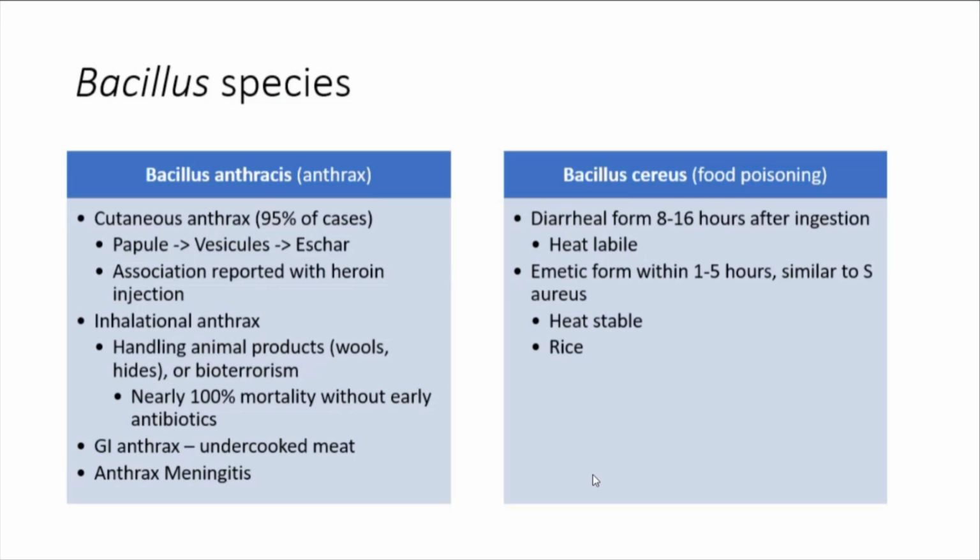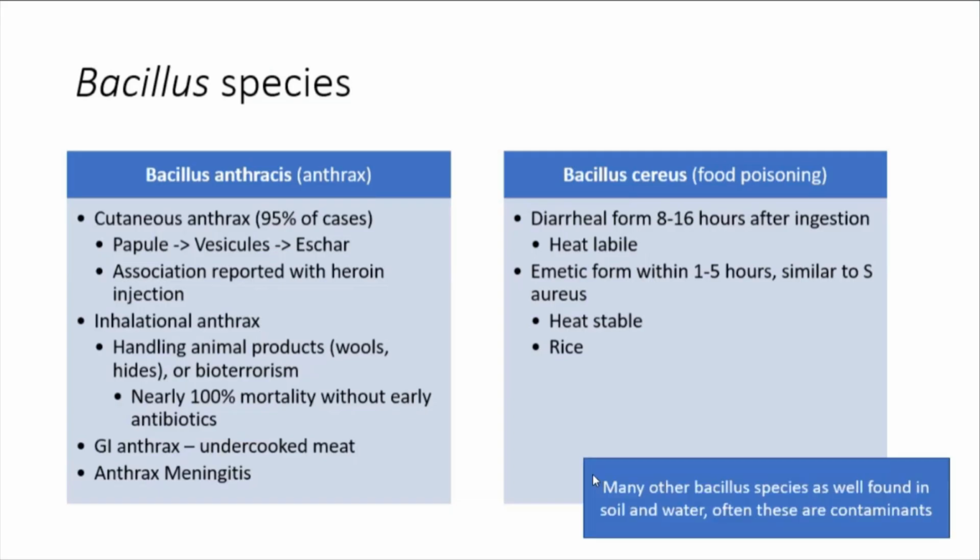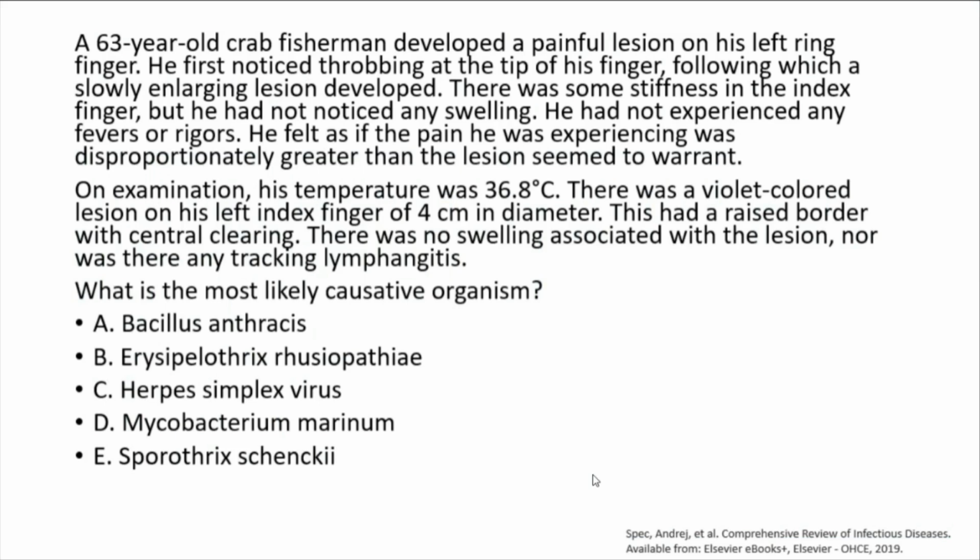Bacillus cereus, the food poisoning: there's a diarrheal form that occurs 8 to 16 hours after ingestion, so a little longer, and it is heat labile. And then the emetic form, the vomiting form, this is what we always think of with rice, is a preformed toxin that's heat stable. When people have leftover rice, they reheat it and then develop vomiting shortly thereafter. We often think of this one. And there are many, many other Bacillus species. They're found in soil and water, but are often contaminants.